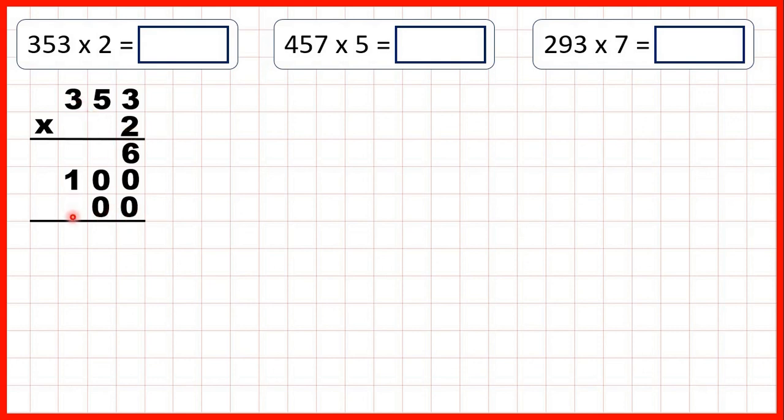3 times 2 is 6, so now all we need to do is add up our answer lines, and we have our answer, 706.